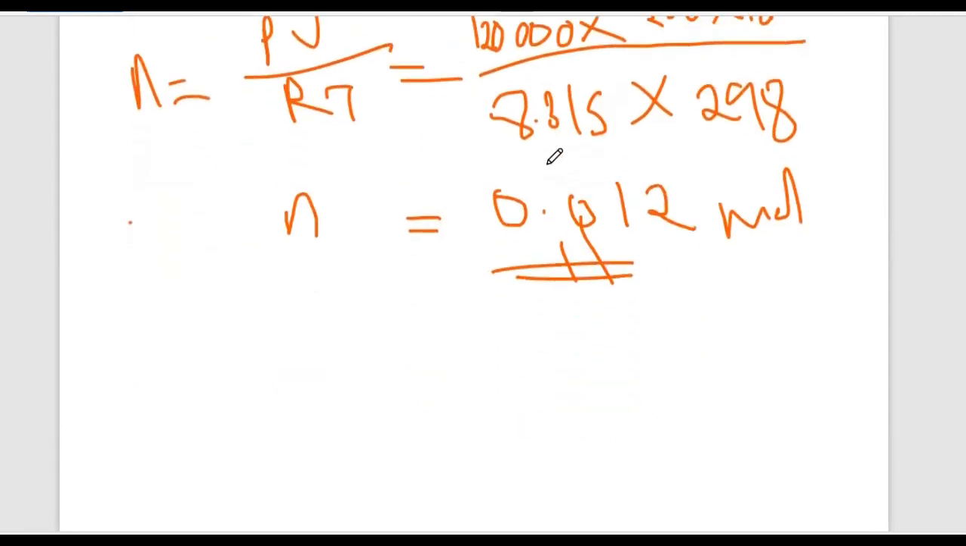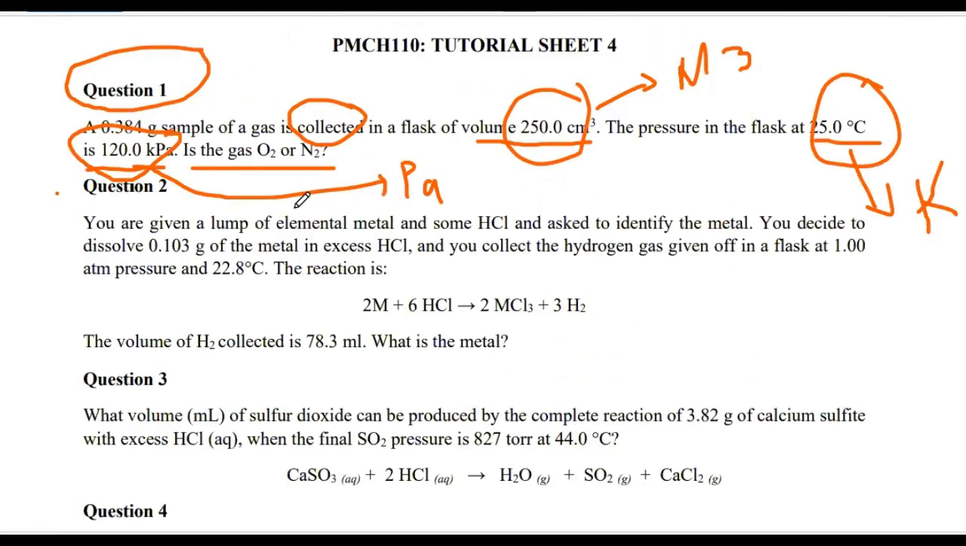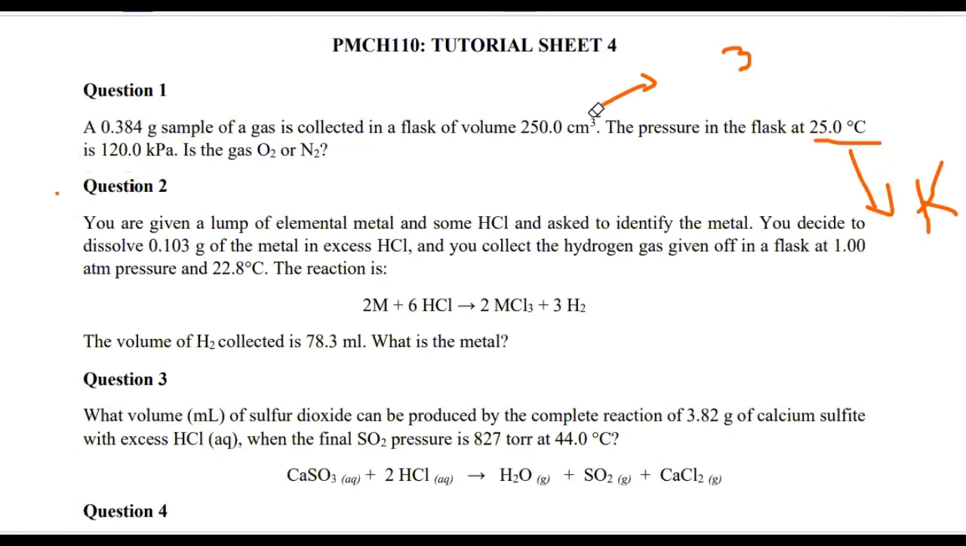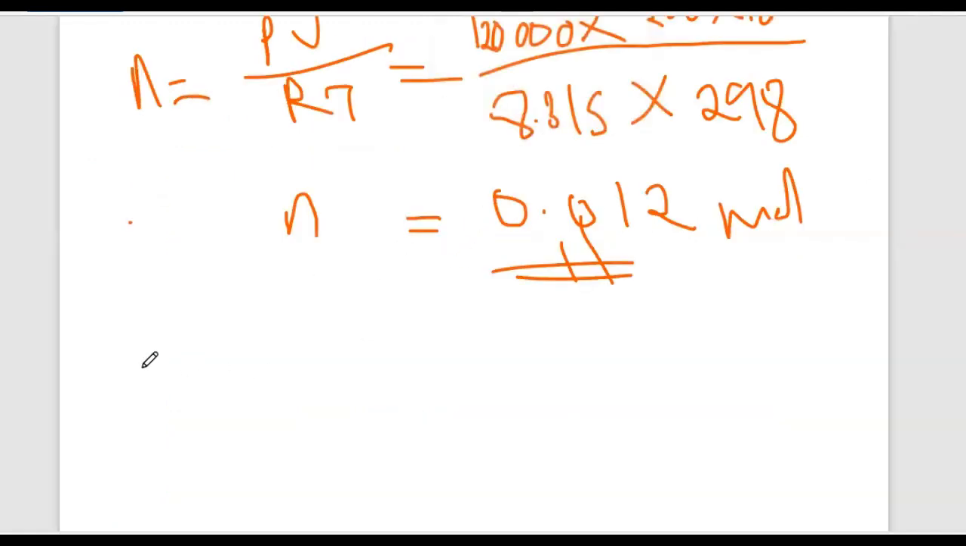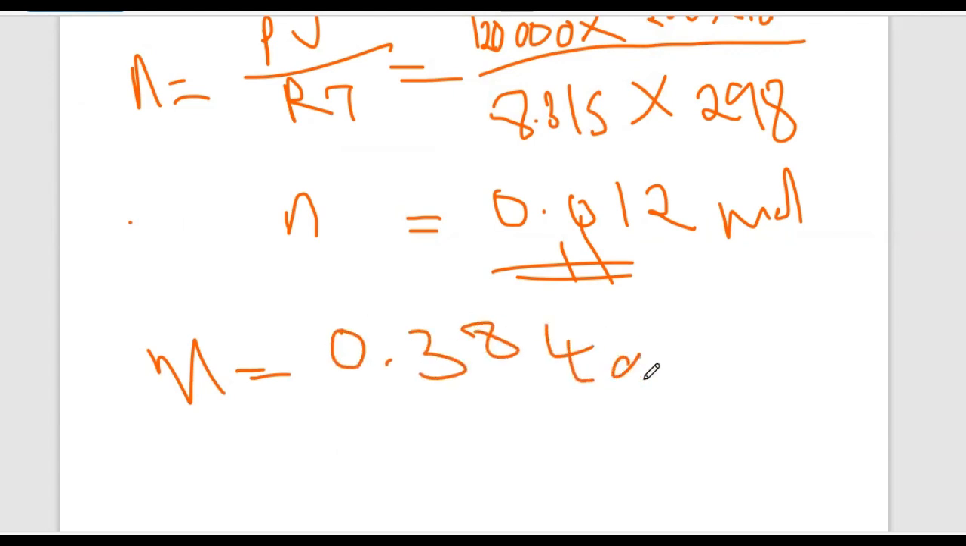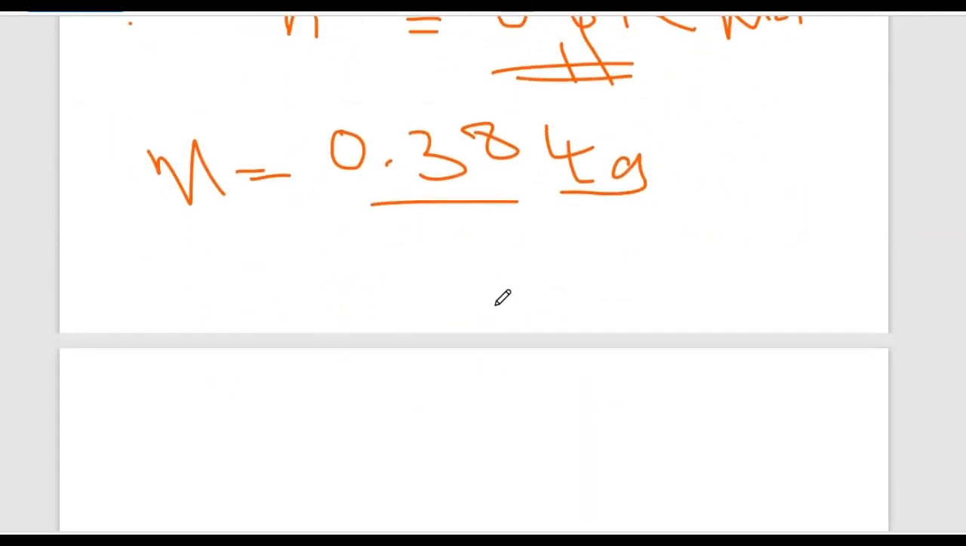Now, after getting the moles, I'll go back to my question. I'm going to use the moles with the mass that I've been given to find my molar mass. Then that molar mass I'll compare to the molar masses on the periodic table. So these are my moles, and what is my mass? My mass there is just 0.384 grams.